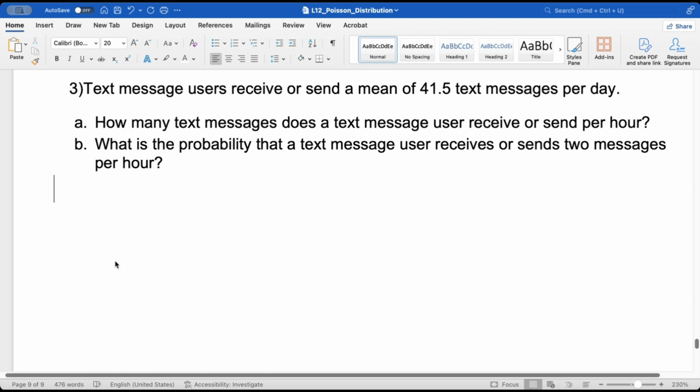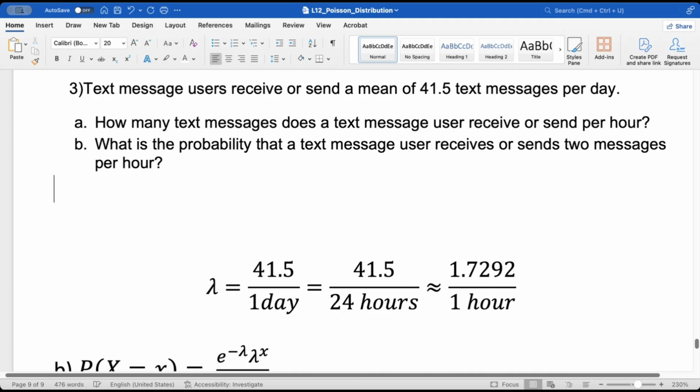So again, we have to do the conversion here. The rate here is given per day, but the question then wants this in terms of per hour. So you have to line up those units of time. 24 hours in a day, so we can use a proportion here or just divide by 24. So 41.5 per day is 41.5 every 24 hours, which is equivalent to, dividing by 24, 1.7292 per hour. So now we have the time interval lined up.